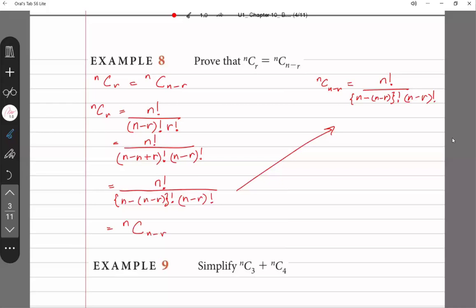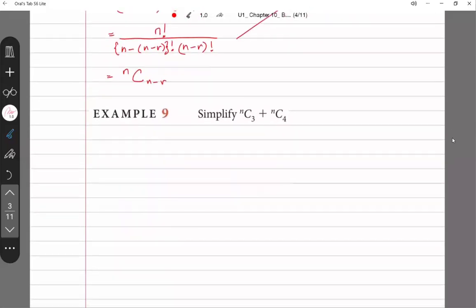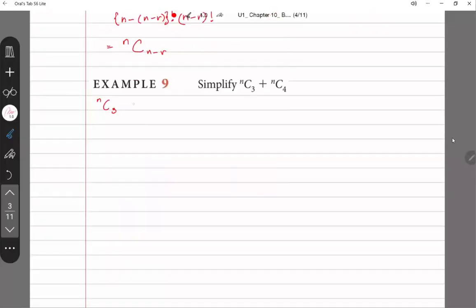Let's go to example 9. Example 9 is asking us to simplify nC3 plus nC4. Now, this is n factorial over (n minus 3) factorial 3 factorial plus n factorial over (n minus 4) factorial 4 factorial.